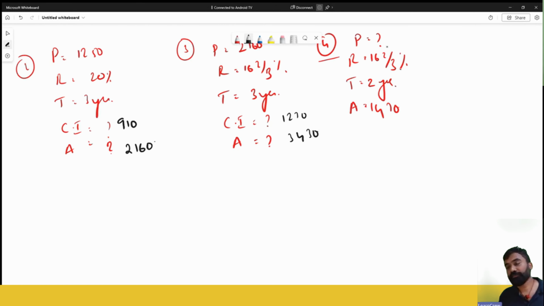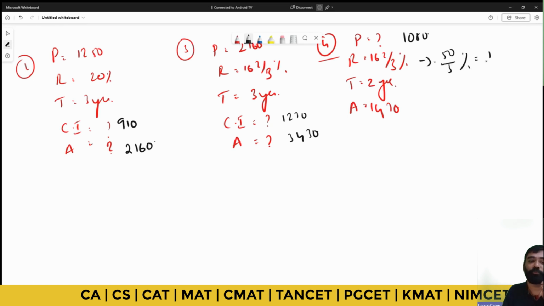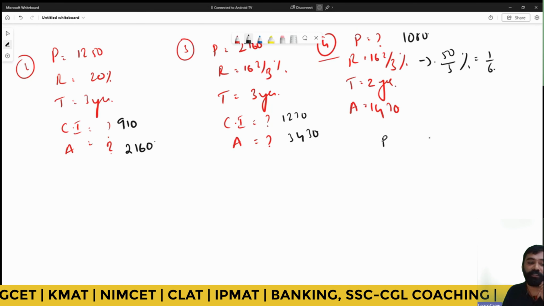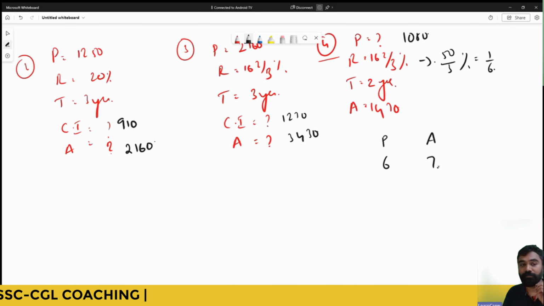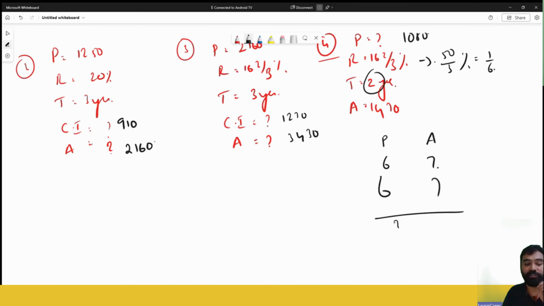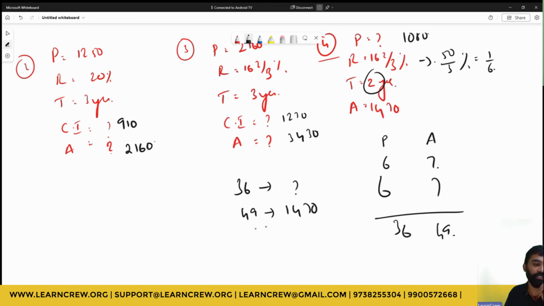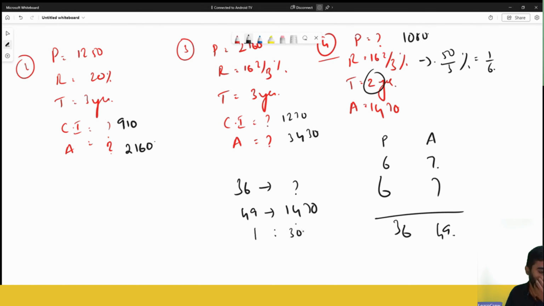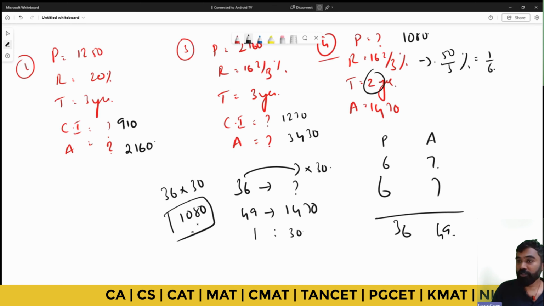Okay, here the fourth one. The rate is 50/3%, which can be written as 1/6. The principal and the amount will be 6 and 7 for one year. For 2 years it is 6 times 6, which is 36, and 49. So 36 is equivalent to something we do not know, but 49 is equal to 1470, which is almost 1:30. If this is 1:30, I need to multiply the other side also by 30. So 36 into 30 is nothing but 1080. Clear? All got this? Any doubts?